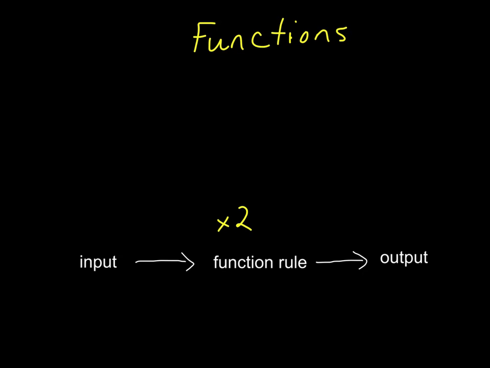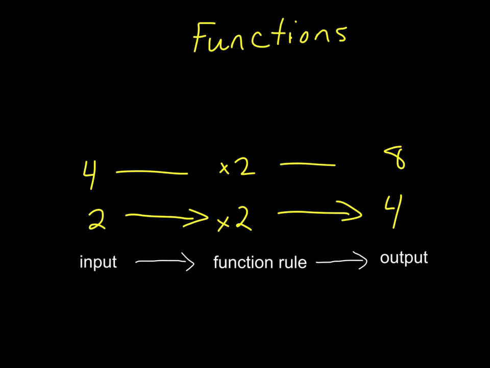If we have an input, let's say we put 2 in there, so our input is 2, and then we do the function rule, which is times 2, our output number is going to be 4. Okay, if we were to input 4 with that same function rule, our output would be 8, because I have to times it by 2, and 4 times 2 gives me 8.